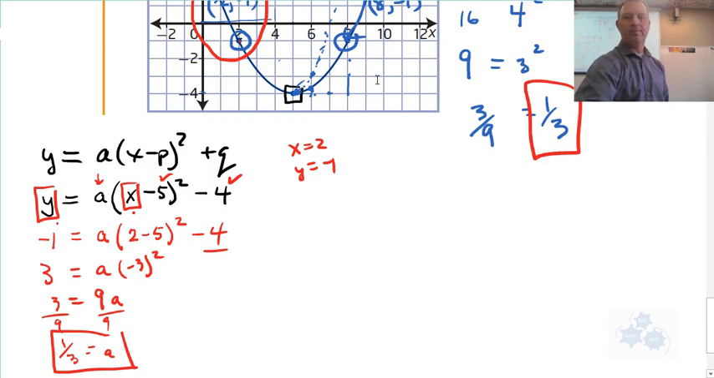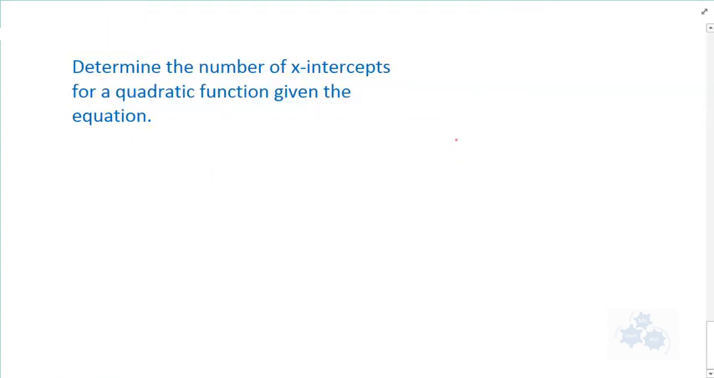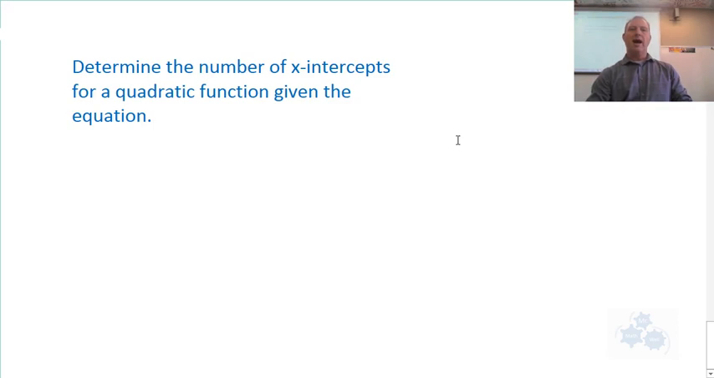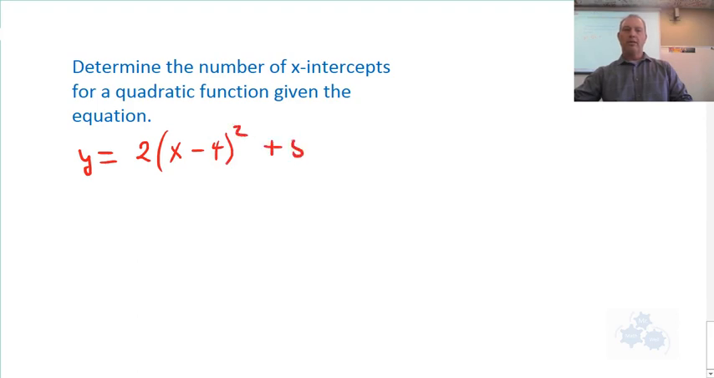So the last thing we'll talk about today in this lesson is determining how many x-intercepts could be possible given the equation of a parabola. So let's just say we have this: 2 times (x minus 4) all squared plus 5. Okay, so before we dig into that, let's just see what our options might be.